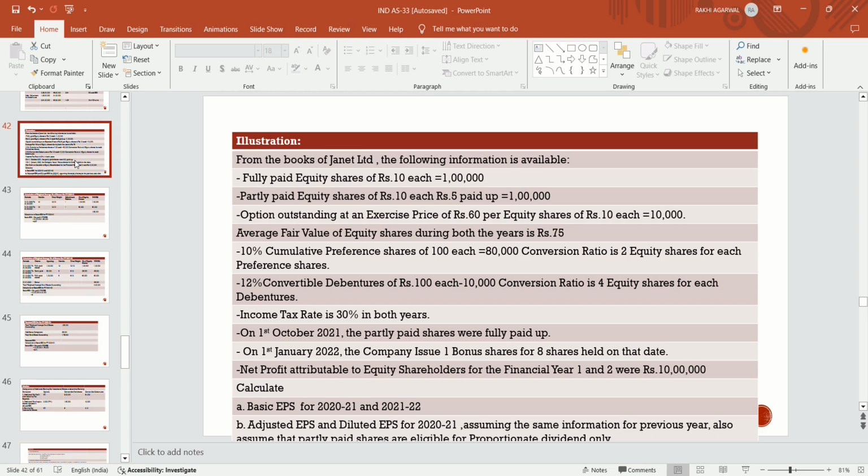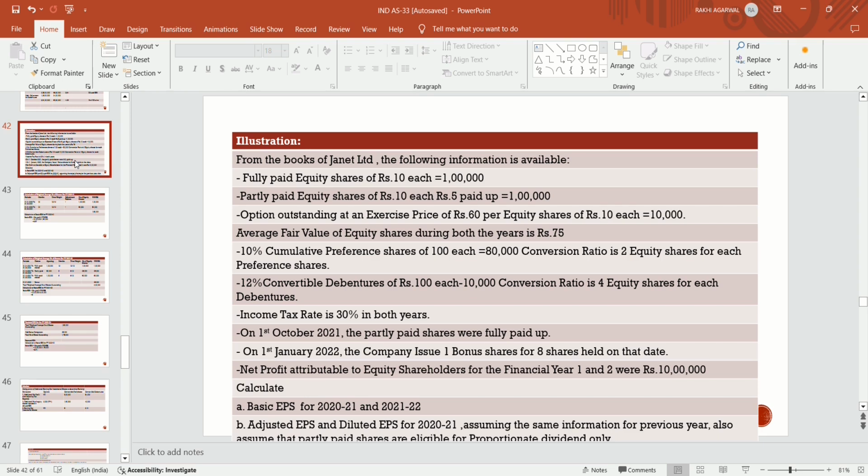Options outstanding at an exercise price of rupees 60 per equity share of rupees 10 each. The number of options is 10,000, and the option exercise price is rupees 60 each. The fair value of an equity share during both years is rupees 75. There are 10% cumulative preference shares of 100 each, 80,000 in number. The conversion ratio is 2 equity shares for each preference share.